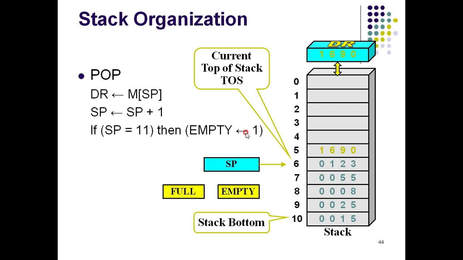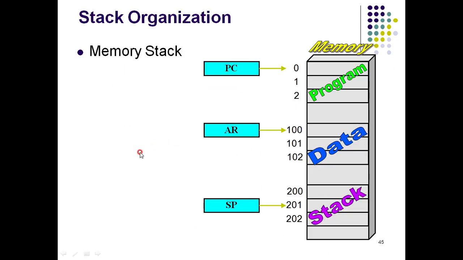What did we do in the earlier case? Empty was put to 0. What we are doing right now is putting empty equal to 1. Okay, then in this case, what would full be? It will be 0. So I hope this is clear, friends.